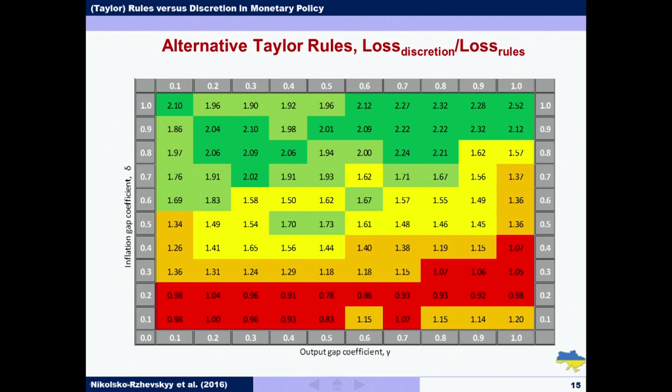The first striking result we see from this heat map is that, first of all, rules that strongly respond to inflation, so all rules that are in the upper part of this table, they work a lot better than all the rules that are in the lower part of the table. That means that it's probably a good idea for central banks to very strongly respond to deviations of the inflation rate from the target. But the output gap coefficient doesn't really matter. As long as delta is large, you will have a very good and strong Taylor rule. These are our results for the United States.